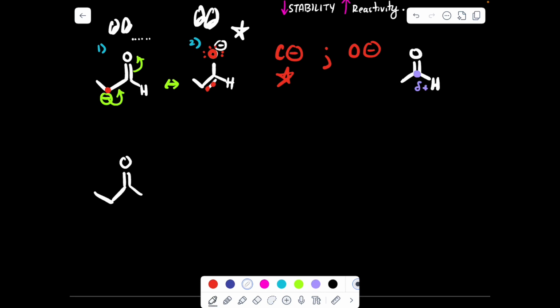So we form our enolate ion, okay? But then we toss in an electrophile. We want to attack this really yummy delta plus carbon, right? Because opposites attract. First, we must go back to our unstable intermediate, 2 and 2 up.